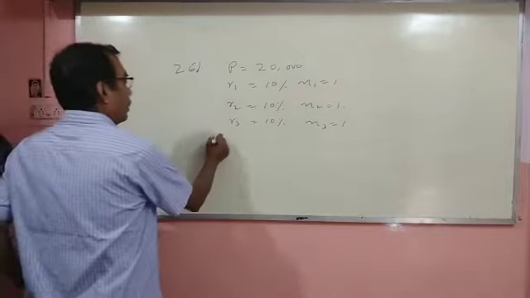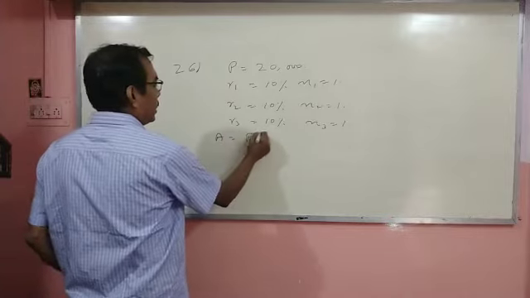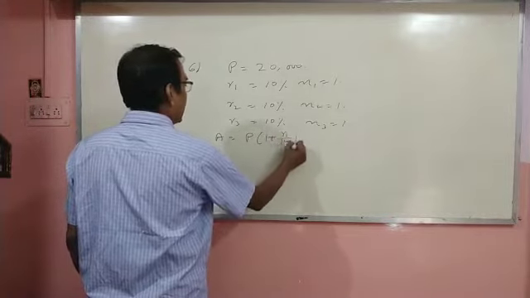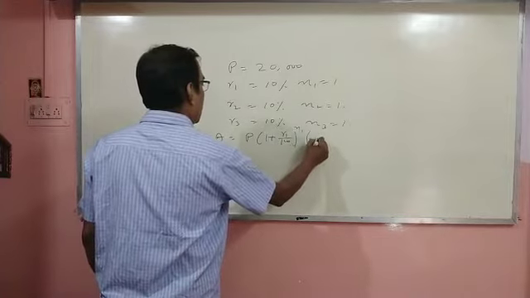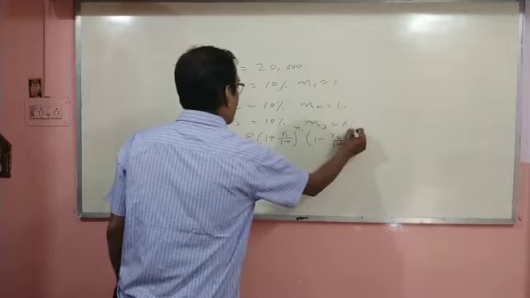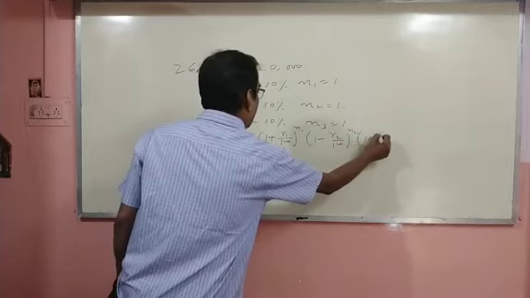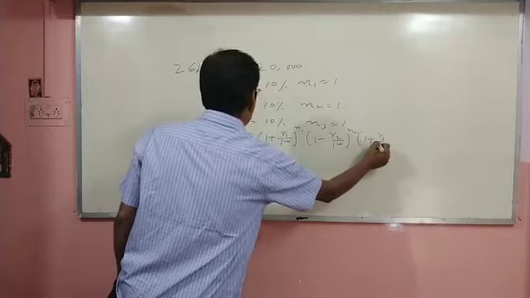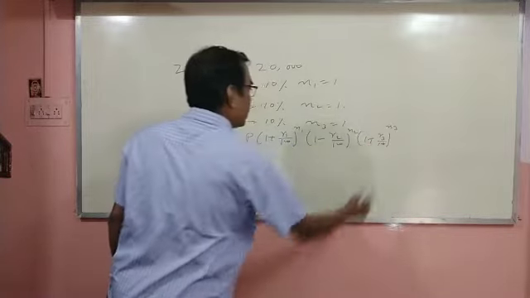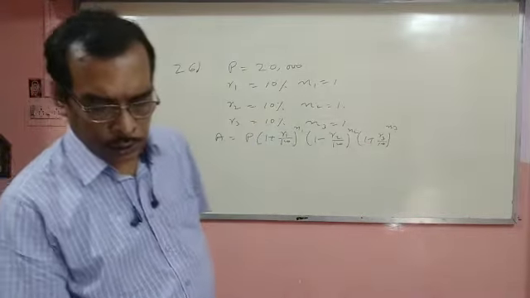So what will be the amount? You know the amount formula very well: P into 1 plus R1 by 100, power N1, into 1 minus R2 by 100, power N2, into 1 plus R3 by 100, power N3. Okay?